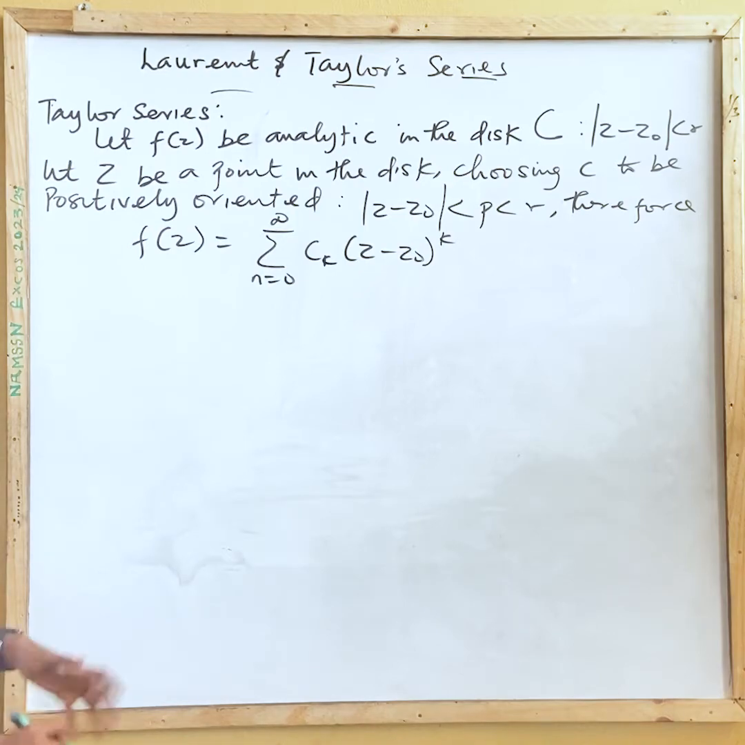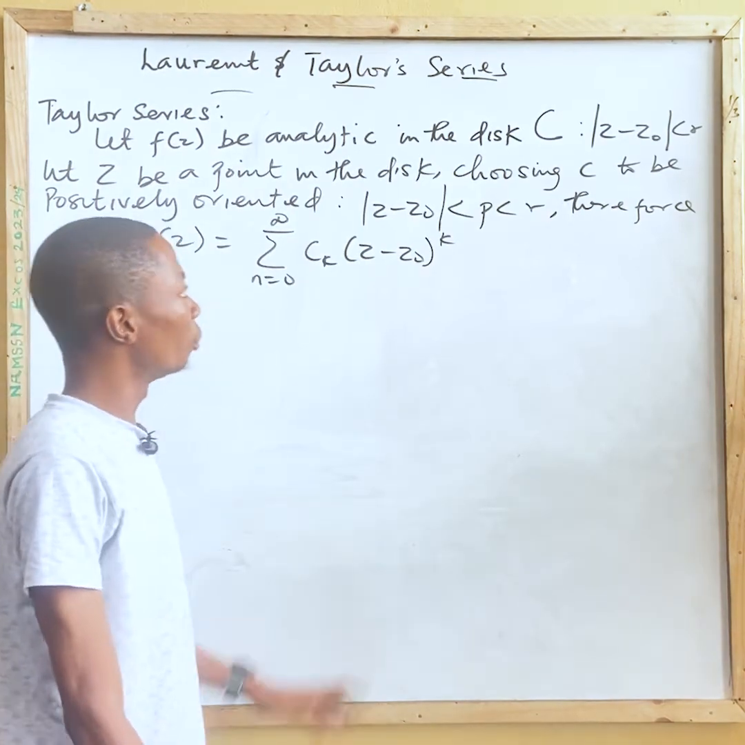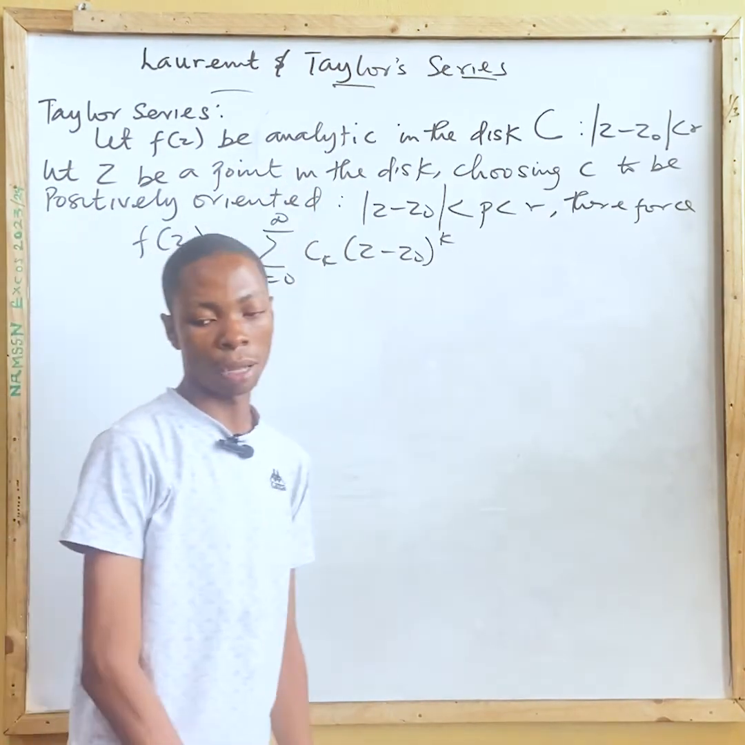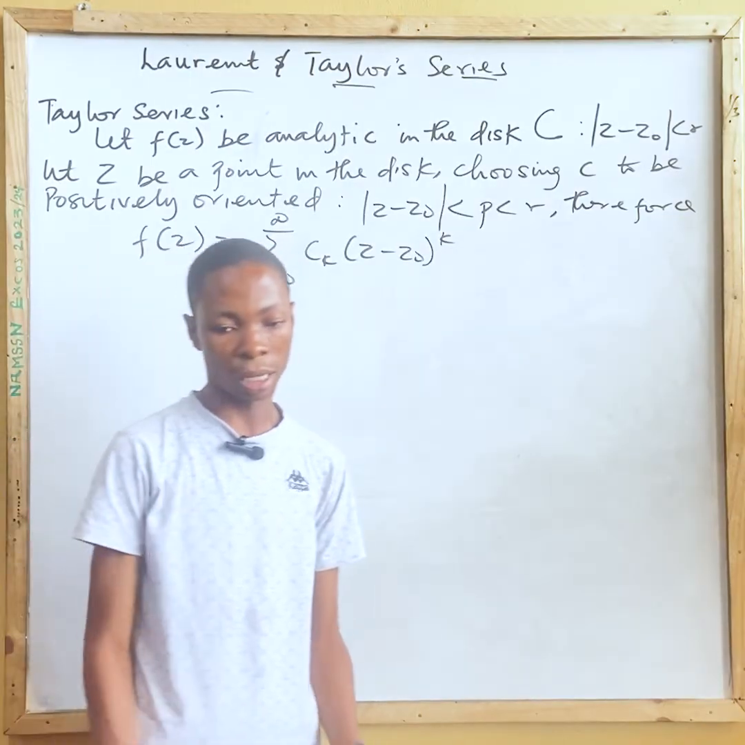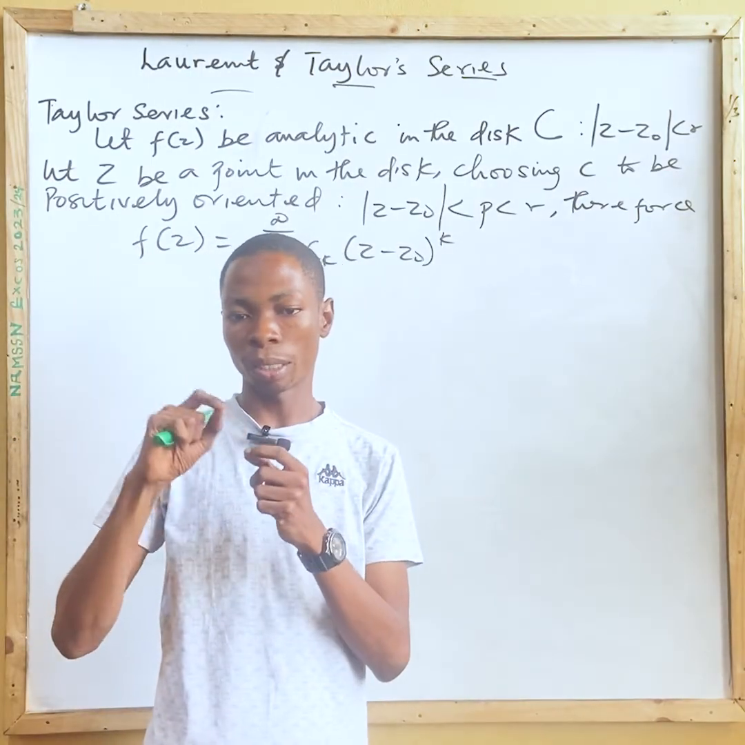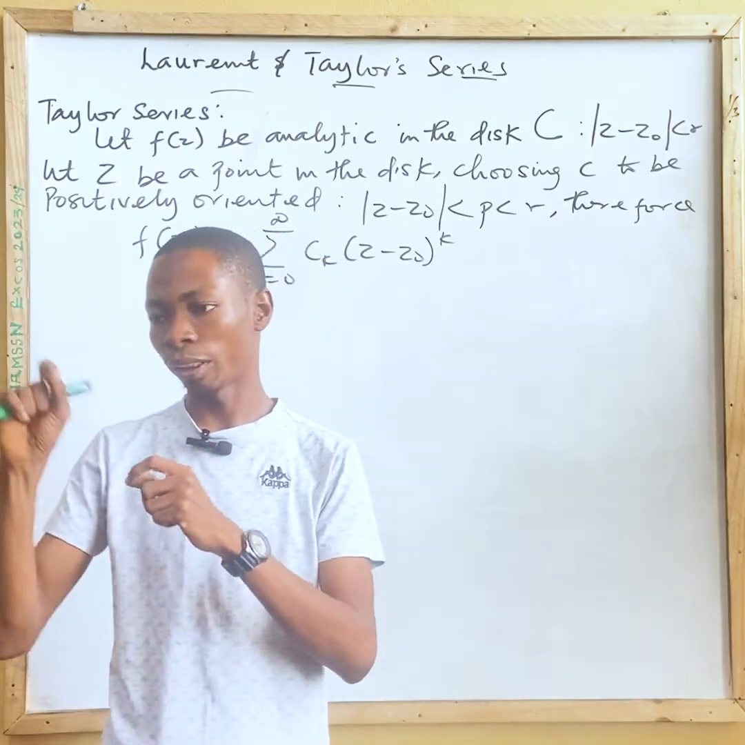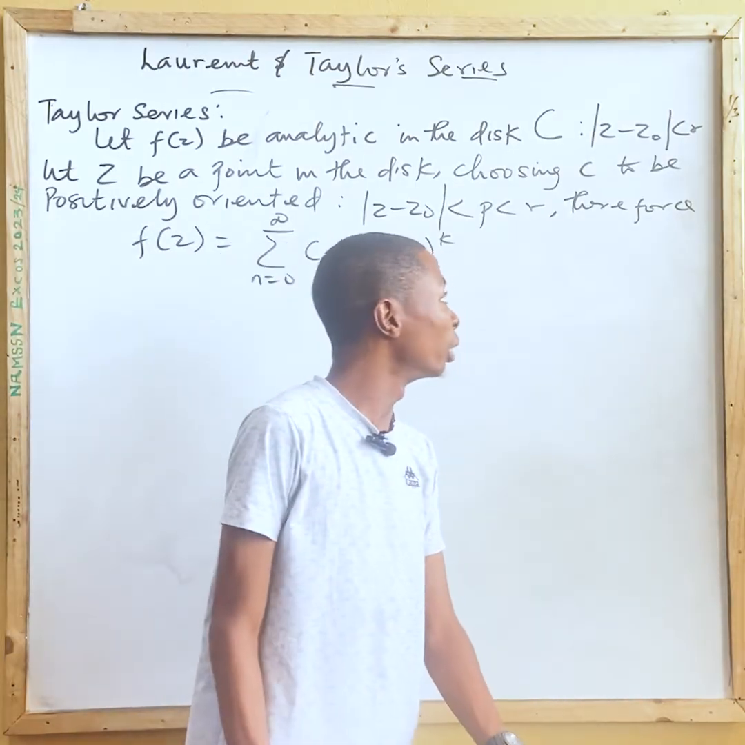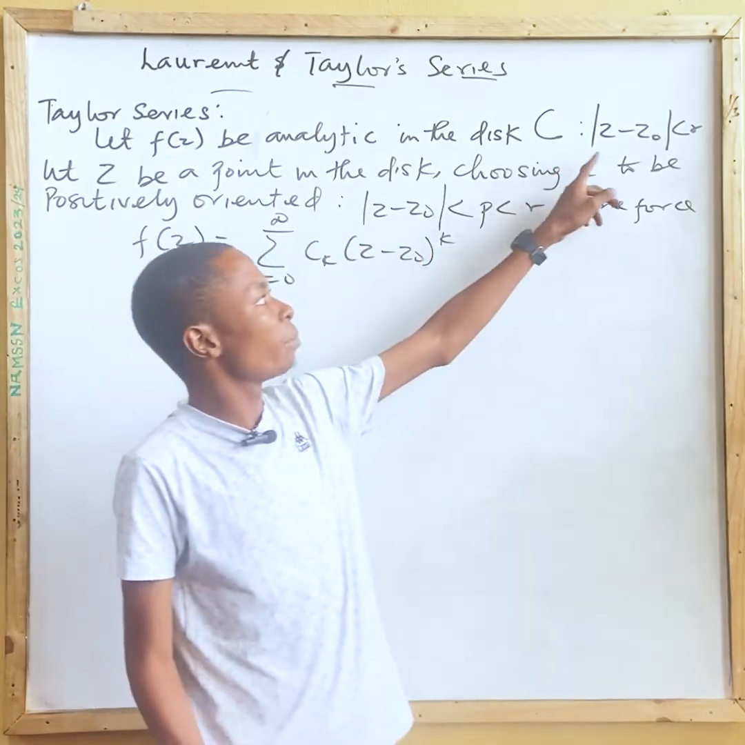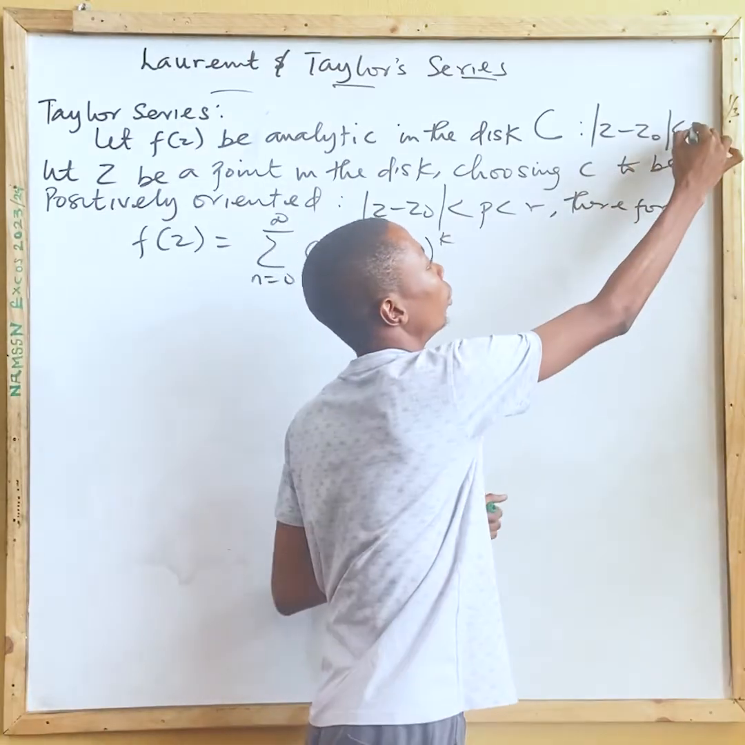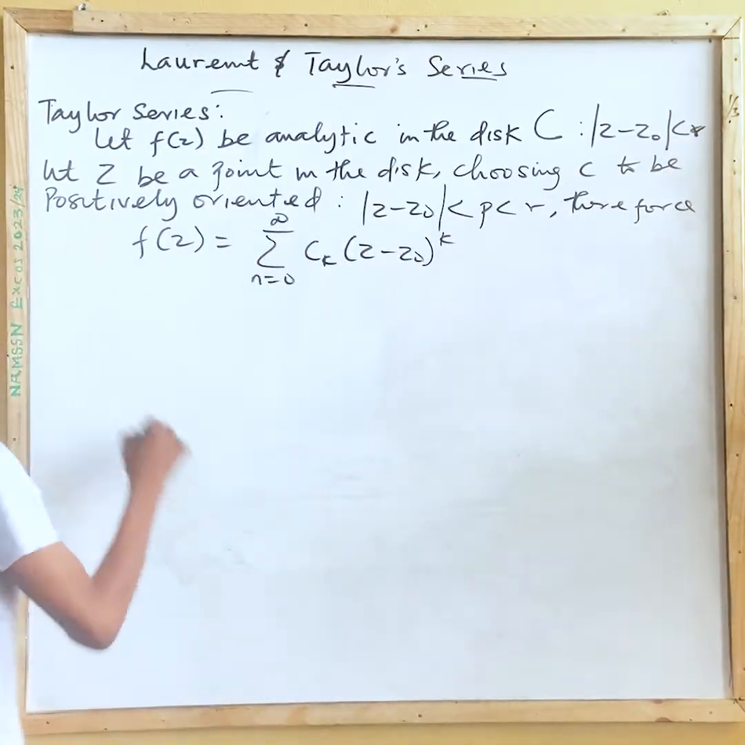So let f of z be analytic inside the disk C. We know what analytic means: when the function is analytic, it means that the function is differentiable at a particular point z naught and is also differentiable in the neighborhood of that point, such that we have z minus z naught less than r. Now let's prove the theorem.